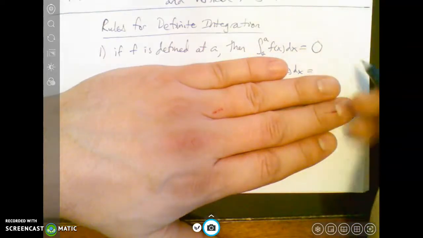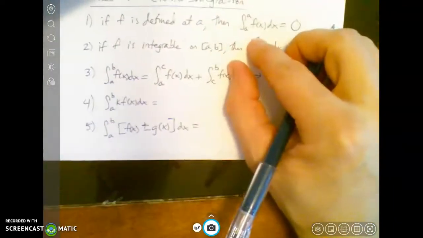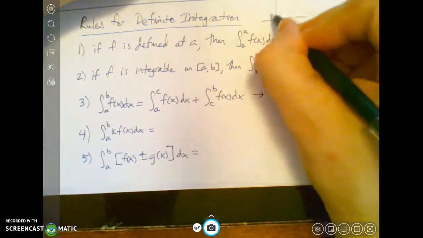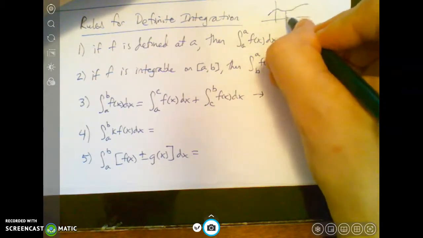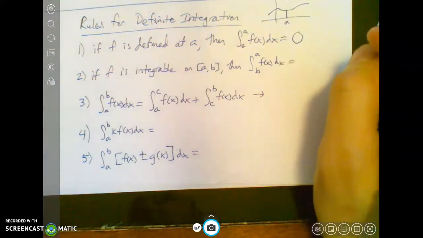And that should make sense, especially if you looked at this picture up here. If this means the area under a curve, and I say, hey, what's the area under this weird looking curve from here to here? I mean, it has no thickness, so there is no area.